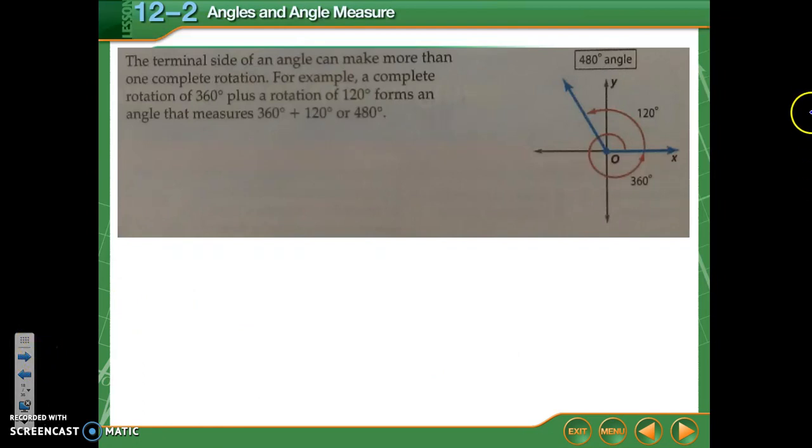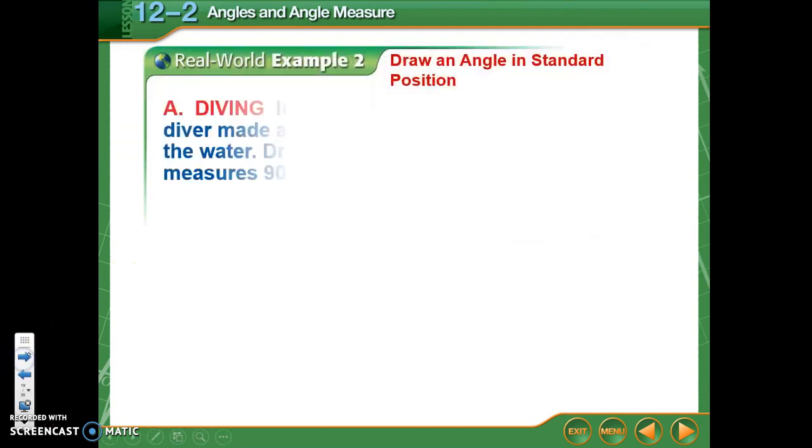All right, sorry for this dark picture, but this is just to show you that I can actually measure angles or amounts of rotation that are more than 360 degrees. So if I were to start here with this angle, if I go all the way around once back to my initial side, I've done 360 degrees. And if I go 120 degrees more, so 90 degrees plus 30 degrees more, I end up with a 480 degree angle, or 480 degrees of rotation in the positive direction.